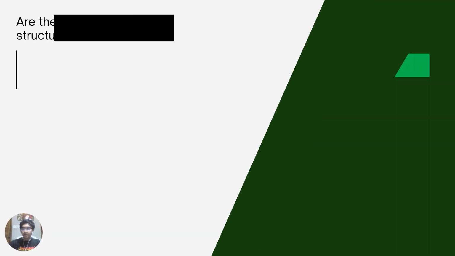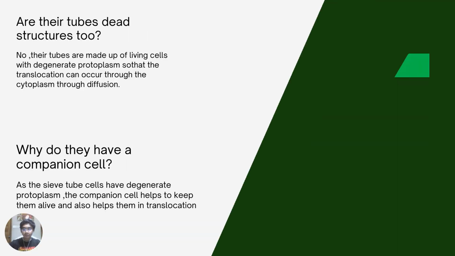Now, moving on in our lesson, we will talk about some common misunderstandings and questions. Some people may ask, are the tubes of phloem dead structures too, like xylem? No, actually they're not. The tubes are made up of living cells with degenerate protoplasm, though, so that the translocation can occur through the cytoplasm through diffusion.